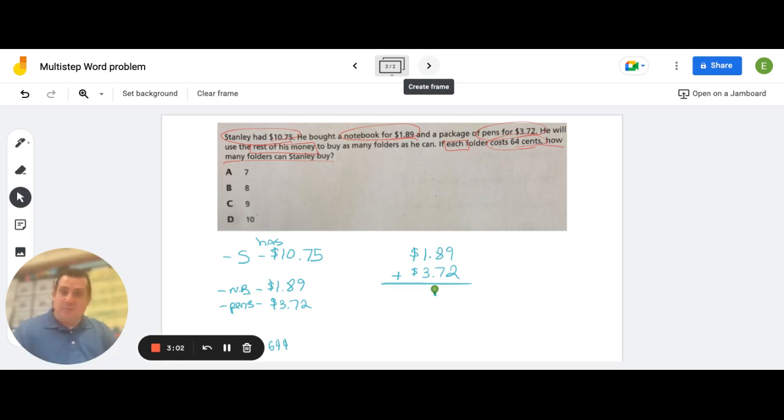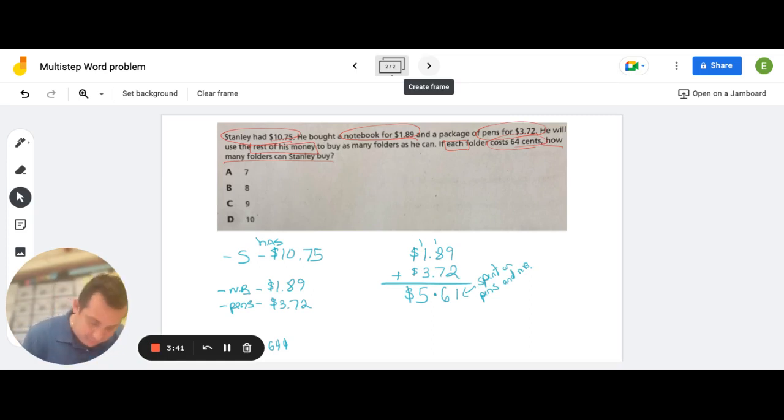Adding decimals, bring my decimal point straight down. 9 plus 2 is 11. Carry the 1. 8 and 7 is 15. And 1 more is 16. Put the 6 down. Carry the 1. 1 and 1 is 2. 2 and 3 is 5. So $5.61. This is how much he spent on pens and the notebook. Okay. So we now have to find out how much money he has left.